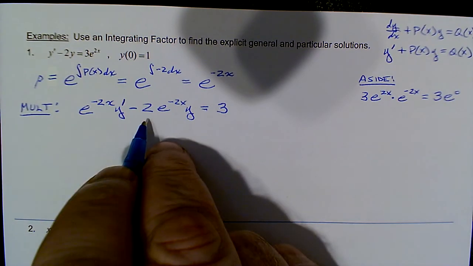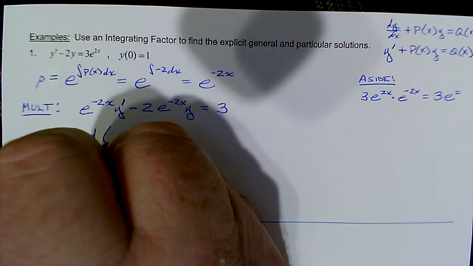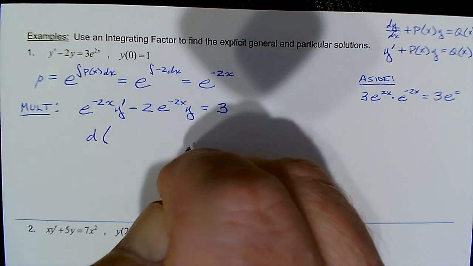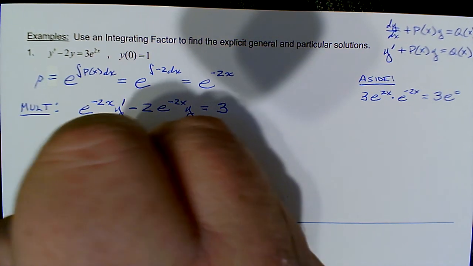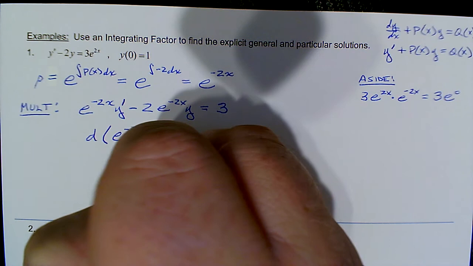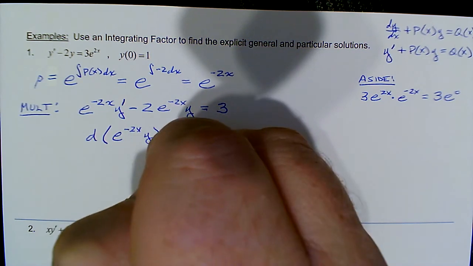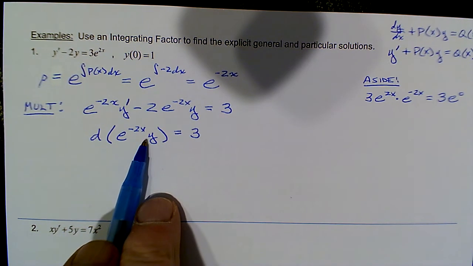Okay, so now the left-hand side we know is expressible as the derivative of the product of the integrating factor, e to the -2x, and y. Now there's a couple things I want to mention here, and that's going to be equal to 3. You should double check this.